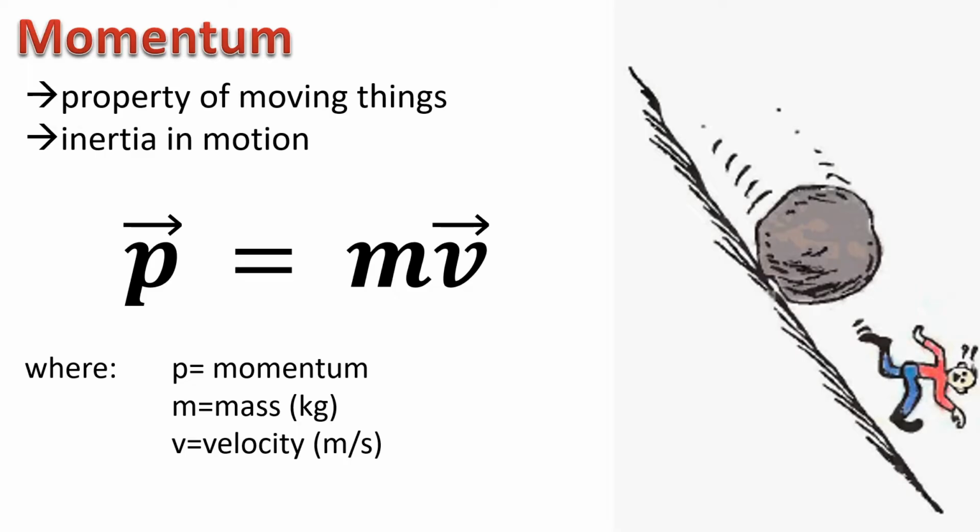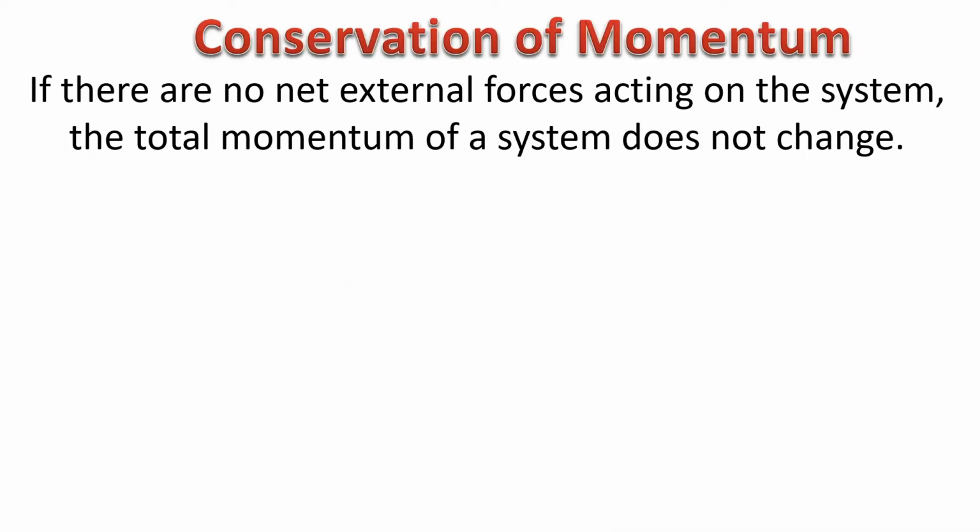P stands for progress, which is based on Gottfried Wilhelm von Leibniz. He defined progress as the quantity of motion with which a body proceeds in a certain direction. That's why the symbol for momentum is P. So momentum is defined as the product of mass times velocity, and the unit of momentum is kilogram meter per second. For this experiment, we will discuss the conservation of momentum.